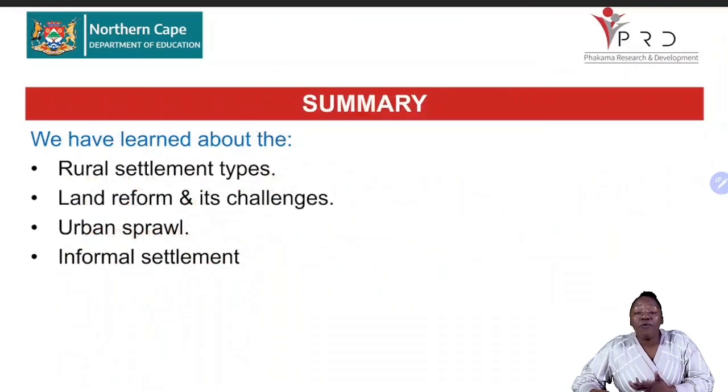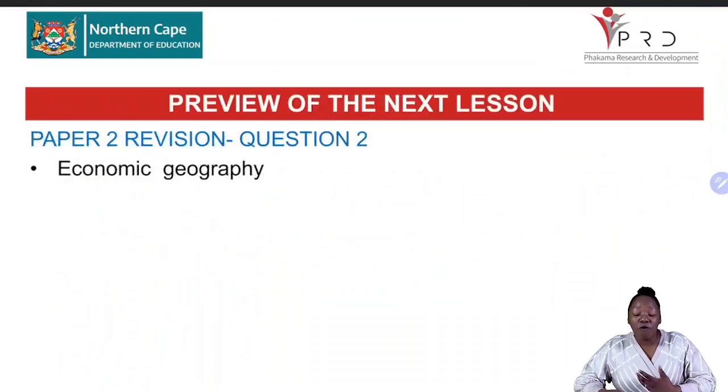So by now, we need to summarize what we have learned so far. We have learned about the rural settlement types. We have looked into the land reform as well as its challenges. And we have learned about the urban sprawl. And lastly, we have learned about the informal settlement. So, to give you a preview of our next lesson, we're going to focus on paper 2 revision under question 2. By now, you should know that question 2 is where you will have your economic geography questions.